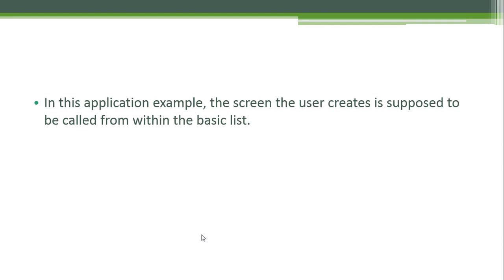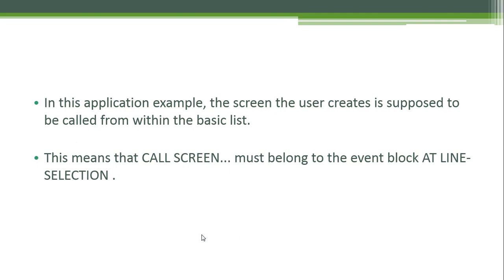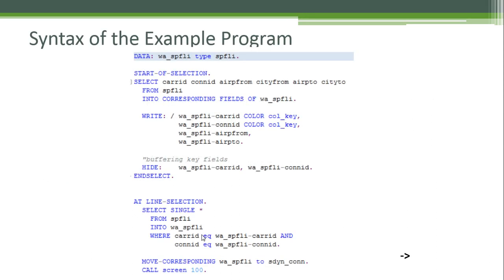In this application example, the screen the user creates is supposed to be called from within the basic list. This means that the call screen must belong to the event block at line selection. This is the syntax of our example program. So at the start of selection, we're going to select the fields we need, and then we're going to write it to the screen. And we're going to buffer the key fields using the hide section.